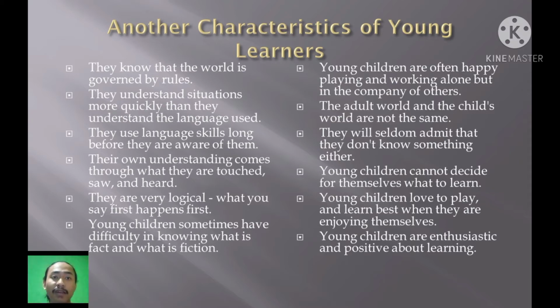The young children cannot decide for themselves what to learn and what to understand. The young children love to play and learn best when they are enjoying themselves. For example, when they learn through play, they can do that for a long time. And the last characteristic of level 2 is that young children are enthusiastic and positive about learning, so they have a big curiosity about learning and about something that they don't know.